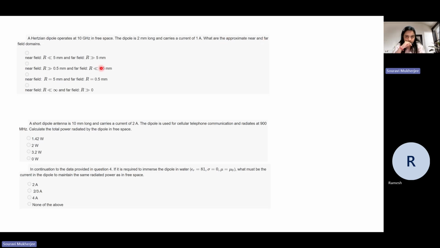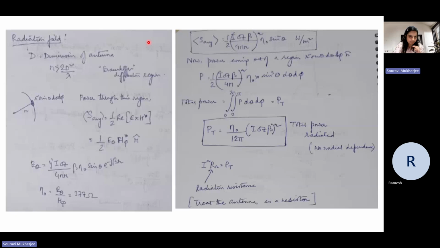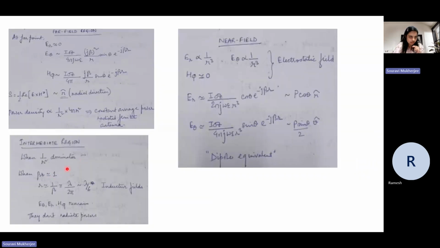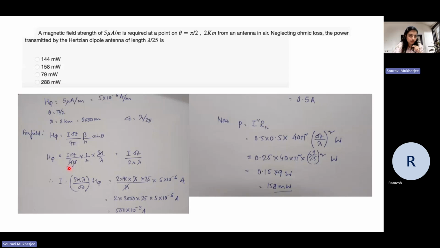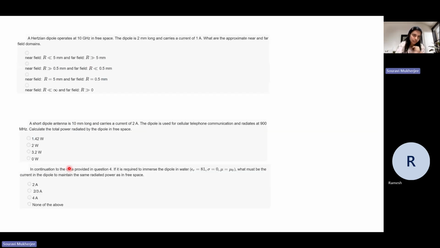What are the approximate near and far field domains, right? So basically, you have to find how different your dipole length is from the wavelength. So first find the wavelength, and see what is the ratio between your wavelength and your dipole length, and from there by using this relation, you can see what is the value which differentiates the near and the far field.